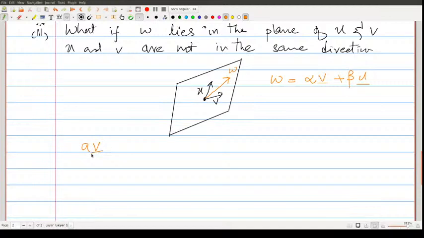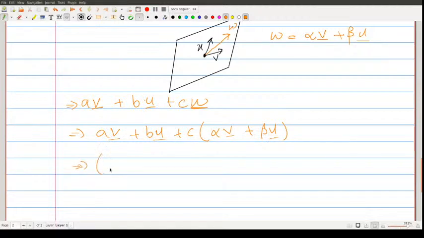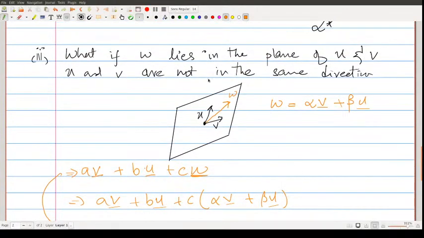And so if I now take a linear combination of all three of them, AV plus BU plus CW, and W is just a linear combination, I can write this as AV plus BU, plug this in for W, plus C times (alpha V plus beta U). And so now you see that you can combine the V's together, which is A plus C alpha. So I've just taken V common from these two terms, and you can combine the U vectors together, B plus C beta. So again, you see, the linear combination of these three vectors is actually just a linear combination of V and U. So you're still stuck in the plane.